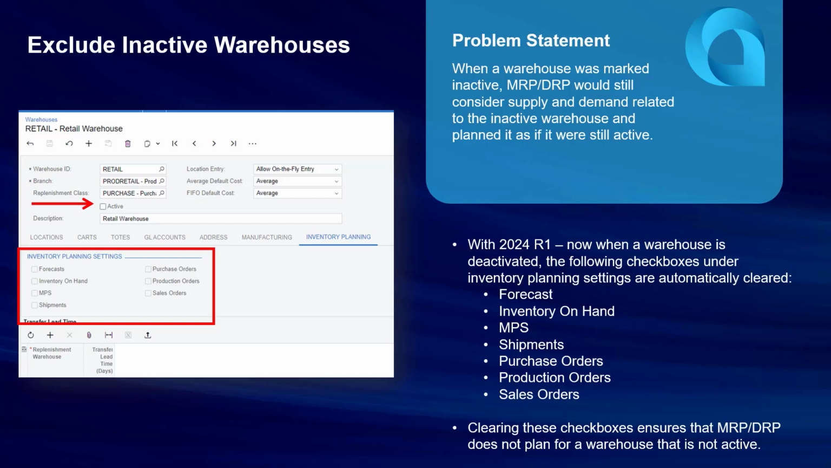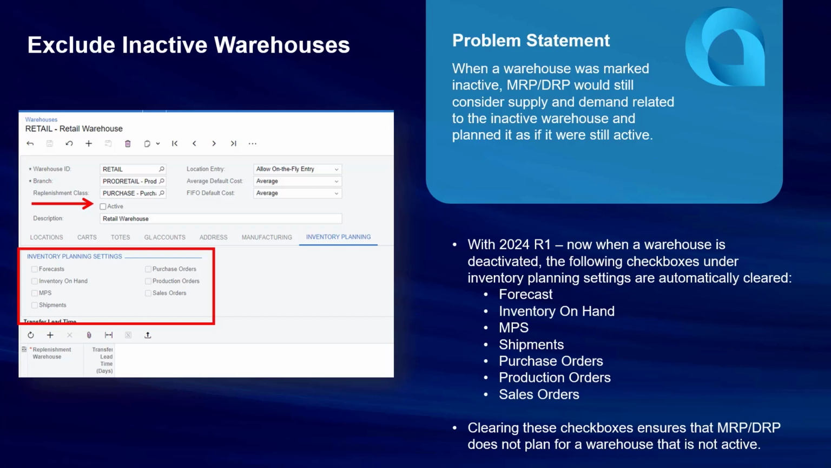We'll start with the first one, excluding inactive warehouses from inventory planning. In previous versions, when a warehouse was marked inactive, MRP or DRP would still consider supply and demand related to the inactive warehouse and still planned it as if it were still active.